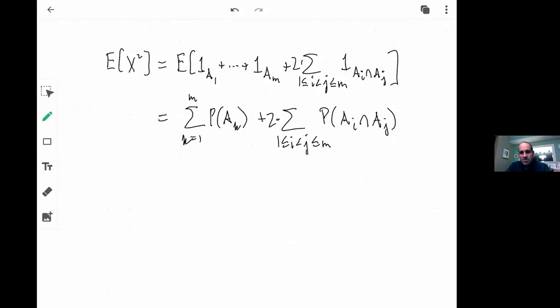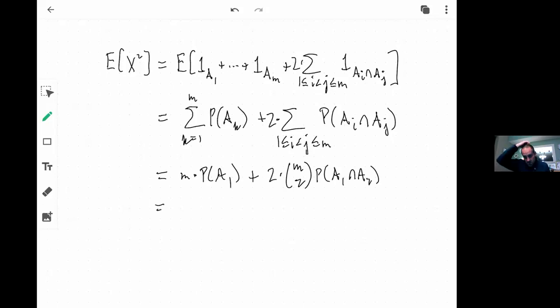So what am I going to have here? How many pairs of events I, J are there, such that I and J sit between 1 and m? That's just the total number of subsets of size 2 from 1 through m. So this is going to be m times the probability of A1, since I can just pick out the first one, plus 2 times m choose 2 times the probability of, say, A1 intersected with A2. All right, so what's the probability of A1?